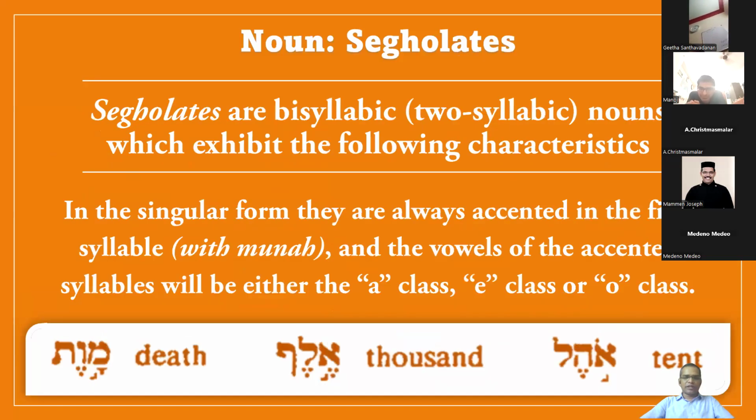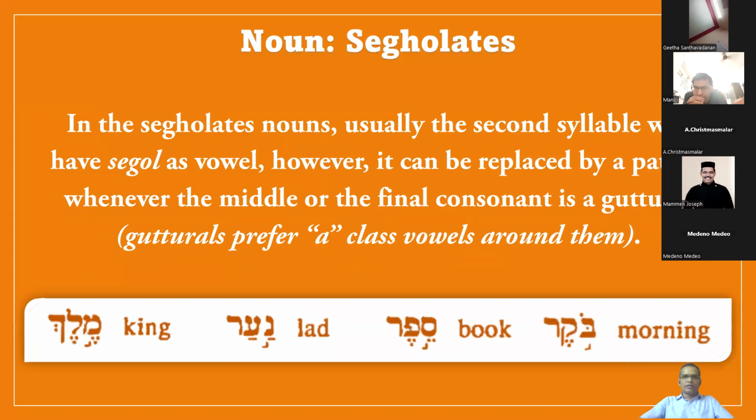So two rules only. Segolates are bisyllabic words. The initial syllable will be accented with munna. It can carry either an A class or E class or O class sound. Second rule, the second syllable will usually carry segol, which is one of the characteristic features of segolates.